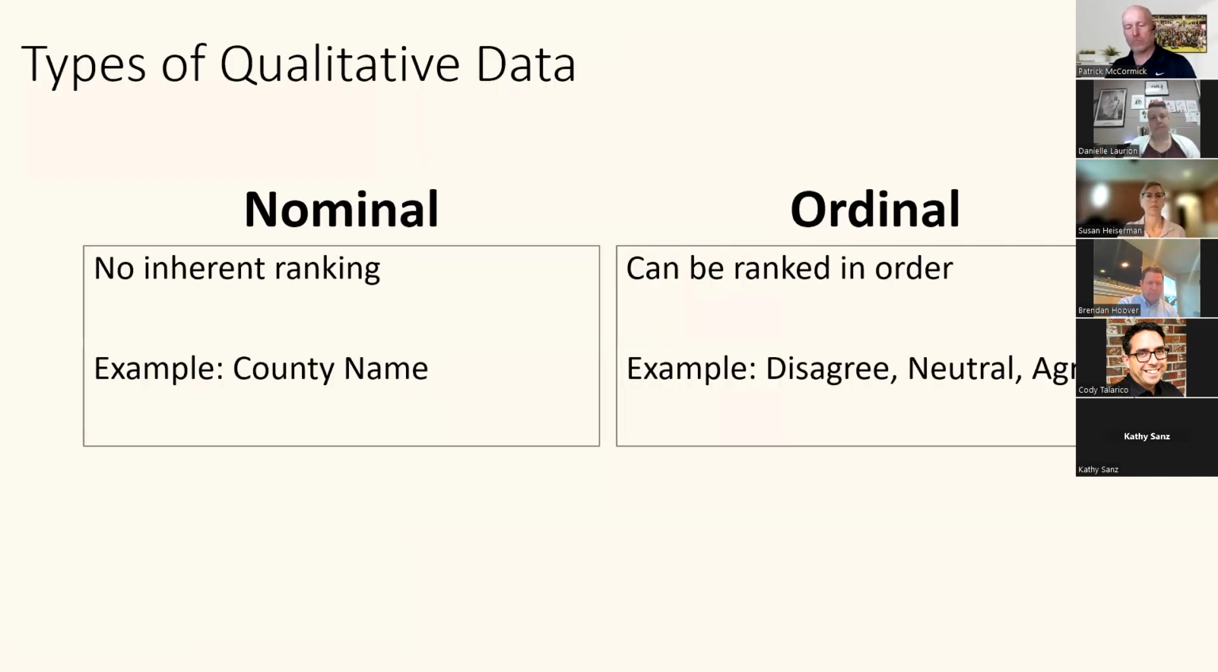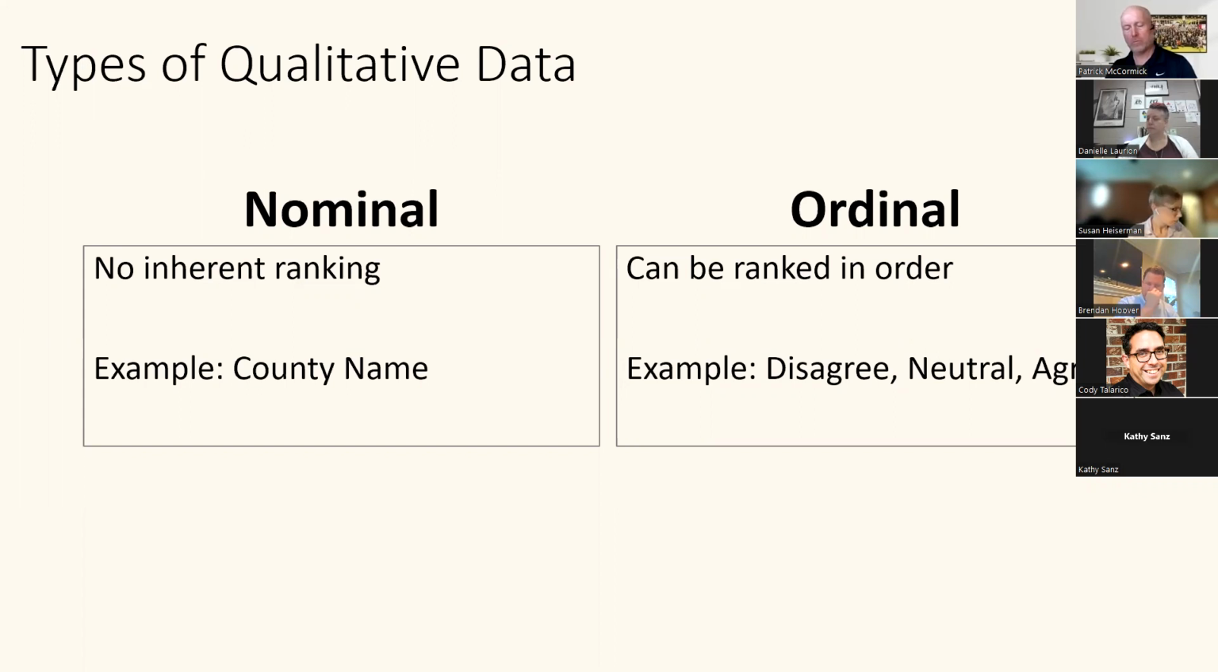So qualitative data, the words, can be further divided into these two types. The responses either are nominal, meaning there's no inherent rank order to them. So they can be sorted still. If we think about something like a county name or school names or district names, we can put those in alphabetical order, but there's nothing inherently ranked about that. Just because a school comes later in the alphabet than another school doesn't tell you any properties about that school itself.